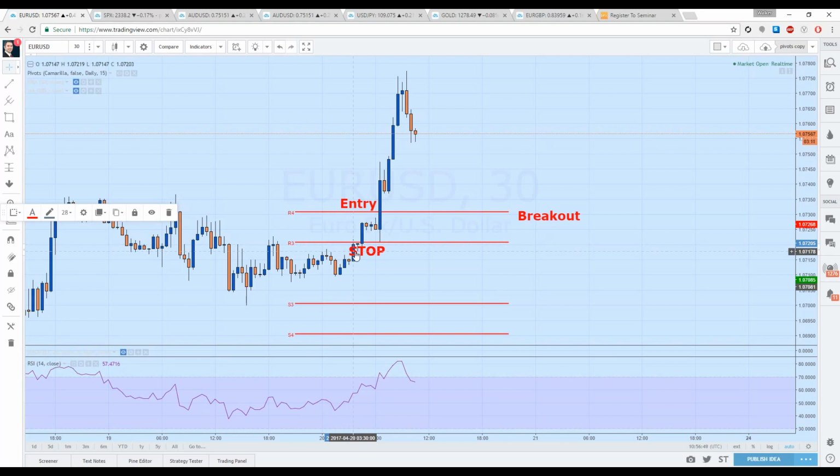Using the methods we learned today, we create a standard 1-to-2 risk-reward ratio.